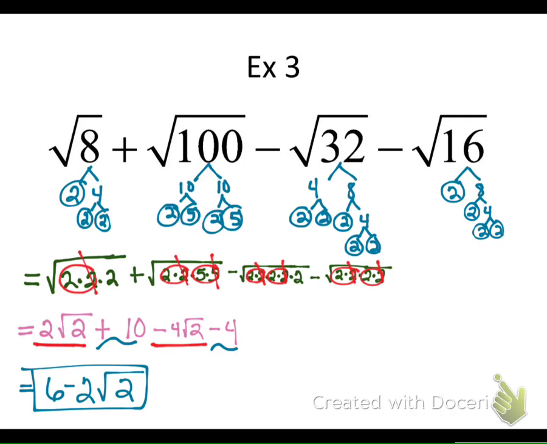Now what if you would have had 3 square roots and your last square root wasn't the same 2 as the other 2? We're going to get to that. I'll show you that. Let's do that tomorrow. No, we're not going to. Well, we might do that tomorrow. Okay, let's look at the next one.